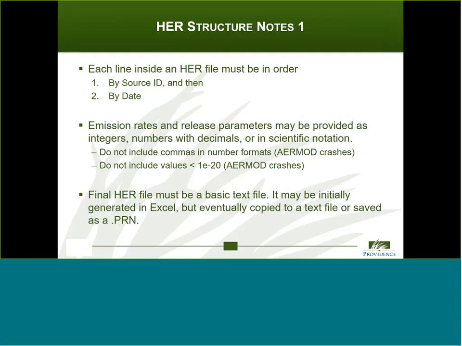Okay, a couple of notes about the hourly emission rate structure before we go about putting one together. One is each line inside an hourly emission rate file must be in order. First, it has to be in order by source, and then by date. If you mix up the order of the sources or the dates, AERMOD will crash. The emission rates and the release parameters that go in your hourly emission rate file may be provided as integers, as numbers with decimals, or in scientific notation. But do not include commas in your number formats. That will cause AERMOD to crash. And do not include any really, really small values.